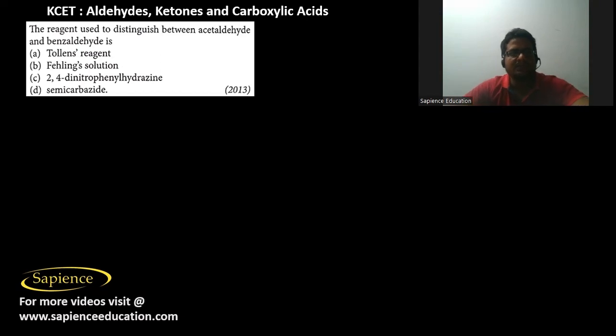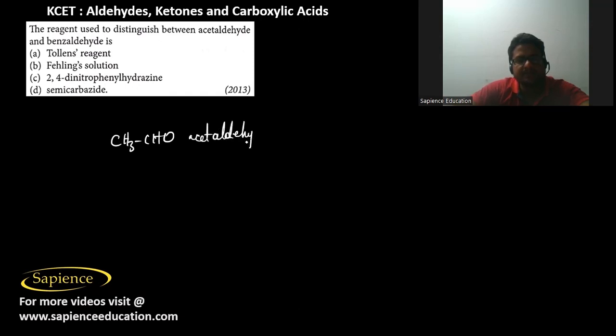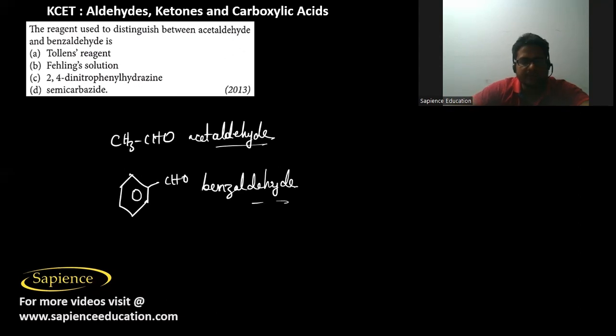Then it is told the reagent used to distinguish between acetaldehyde and benzaldehyde is. So acetaldehyde is CH3CHO, and benzaldehyde is C6H5CHO. Now here it is told which reagent should be used to distinguish between these two aldehydes.